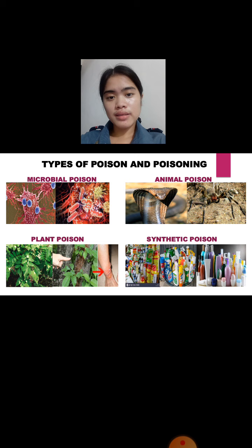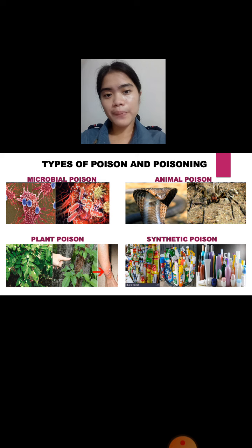Now we will first discuss poisoning. It is an injury or death due to swallowing, inhaling, touching, or injecting drugs, chemicals, venoms, or gases. Now, the types of poison. Microbial poison is produced by microscopic organisms such as bacteria and fungi. Animal poison is usually transferred through bites and stings by venomous terrestrial and marine animals.